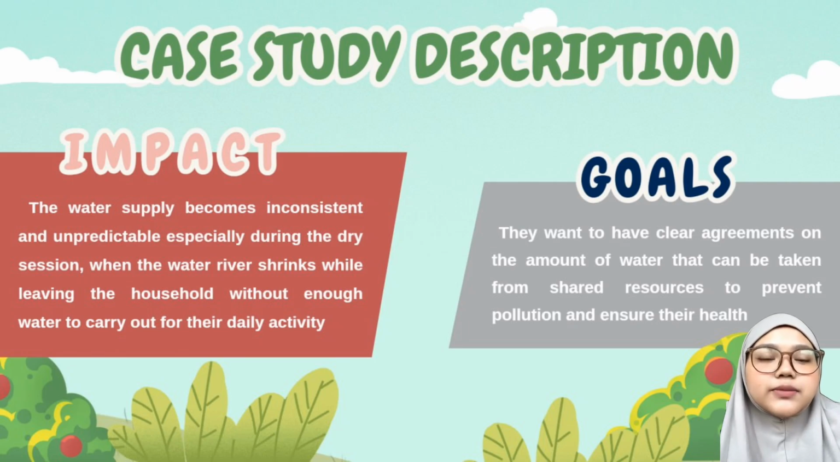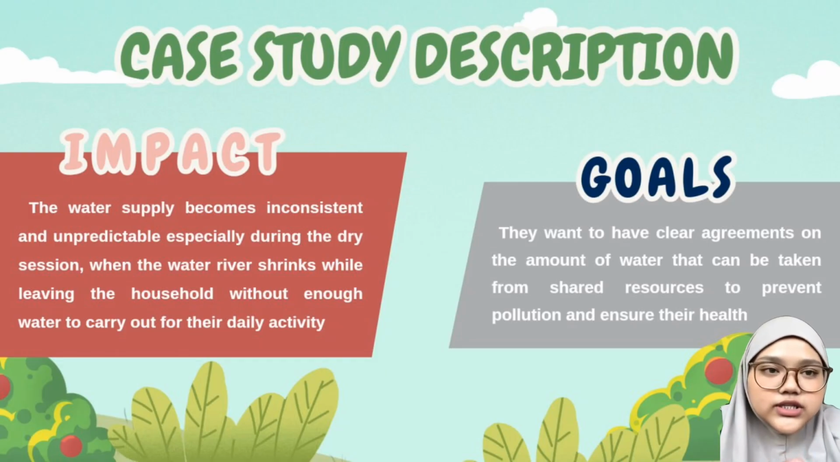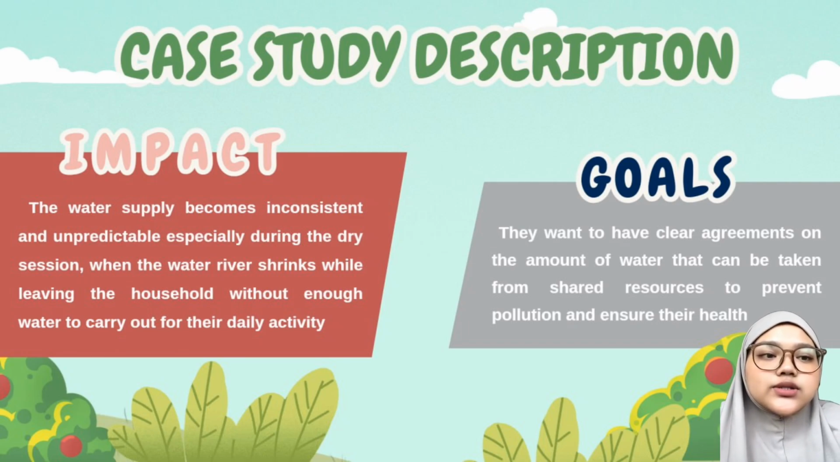This causes the water supply to be inconsistent, especially during the dry season, when the rivers shrink, leaving households without enough water to carry out their daily activities. Also, since the river was a shared water supply between the plantation and the community, the quality of the water became concerning, especially during the wet season, when fertilizer or herbicide drifts with the water into the river, which affects the community's health. With these issues, the villagers and community want a clear agreement on the amount of water that can be taken from the shared resources to prevent pollution and ensure their health.